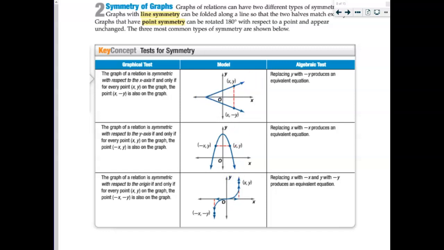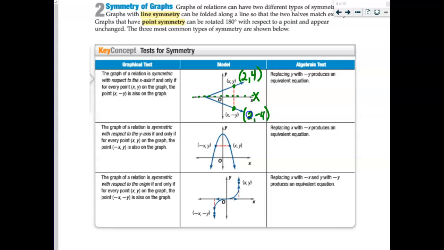If you were to fold your graph along the x-axis and it maps onto itself, that's called x-axis symmetry. Your book gets really fancy and says it's symmetric about the x-axis or symmetric with respect to the x-axis. If you just call it x-axis symmetry, I'm good with that. But think about the ordered pairs here, guys. I'm just going to make up an ordered pair. If this was the ordered pair 2, 4, what do you suppose this symmetric point down here would be?